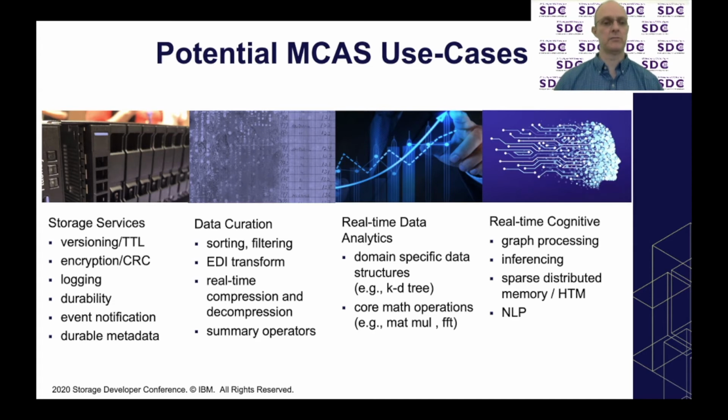In storage systems, using MCAS to manage durable metadata and indexes and so forth. Data curation, doing EDI transforms, compression, decompression, sorting or filtering. Real-time data analytics, where latency is important. We can implement domain-specific data structures such as KD trees, etc. And then finally, real-time cognitive applications and knowledge processing applications that use things like graph processing, inferencing, or sparse distributed memory. So there are many different applications that really are suited to MCAS.